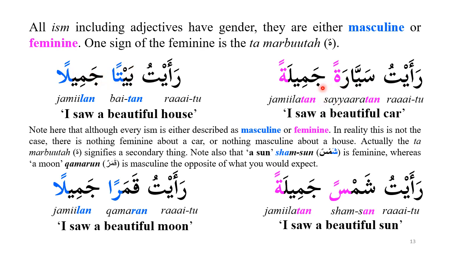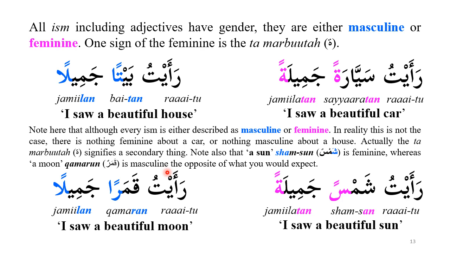And ra'aitu sayaratan jamilatan. Now, interestingly, this ta marbuta is showing the feminine thing, and something like a sayaratan is considered a feminine word. Then the adjective also must have the feminine marker. So ra'aitu sayaratan jamilatan. See, something like the shams is actually feminine. So you see, it has nothing to do with male or female. And the moon, which you think of as something feminine, is actually a masculine word in the Arabic language.